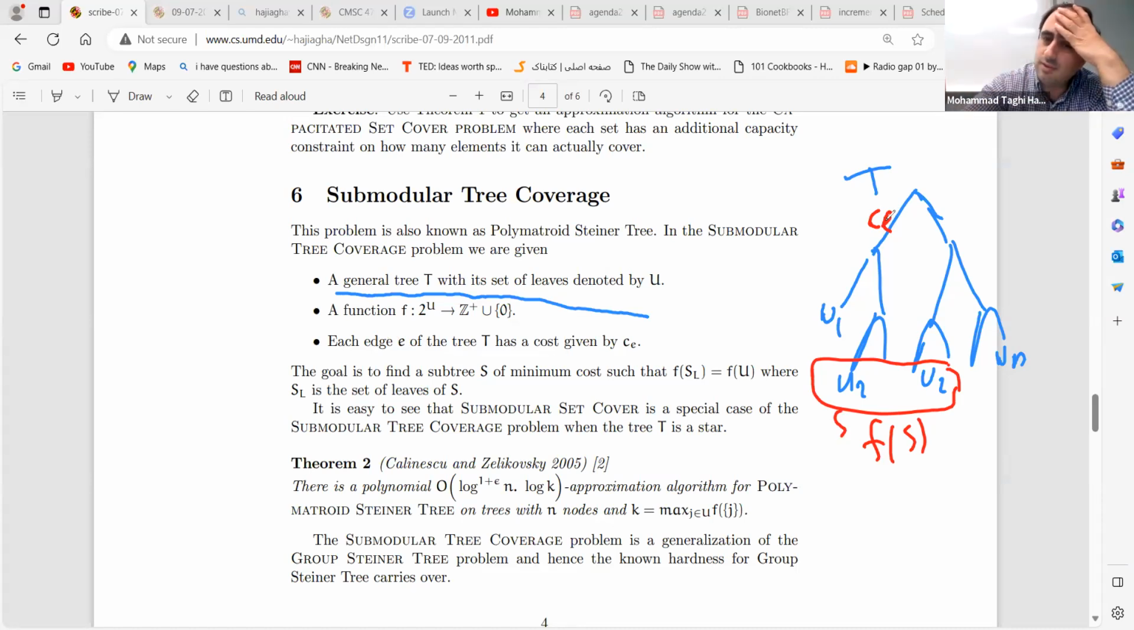Now, you want to find a subtree S with minimum cost. So you want to find a subtree of this guy. I said it should contain the root. Maybe this.